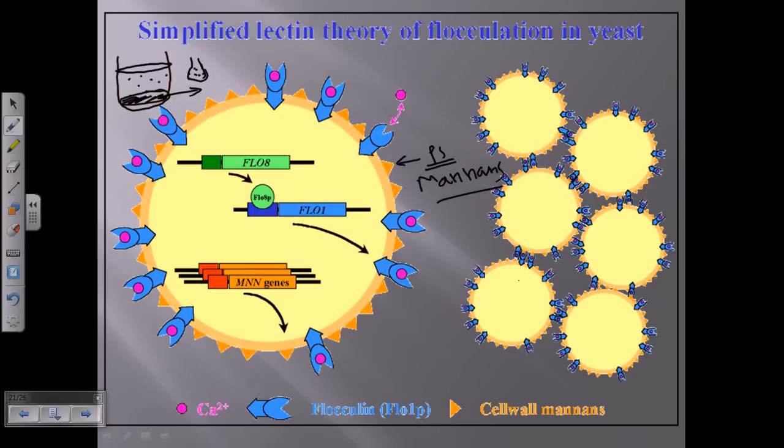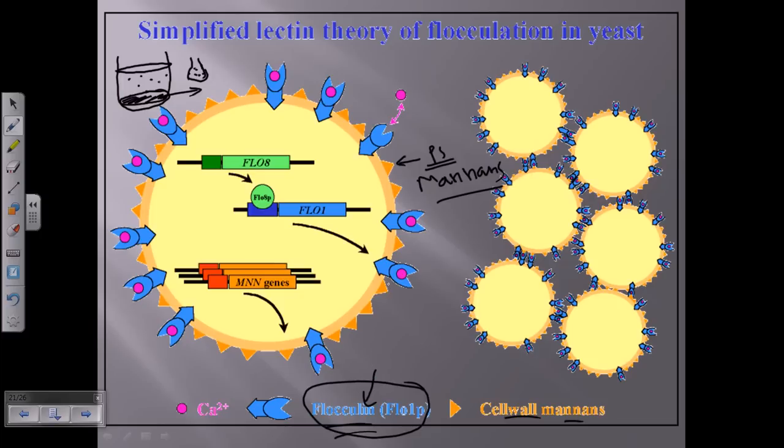These are called cell wall mannans or cell wall polysaccharides that surround the yeast cell throughout. And there is another type of protein called flocculins, which are only expressed when the yeast cells are in nutrient deprived conditions. These flocculins are Flo1p or Flo8p, the Flo proteins. These proteins are only generated when the nutrient source is depleting in the environment.